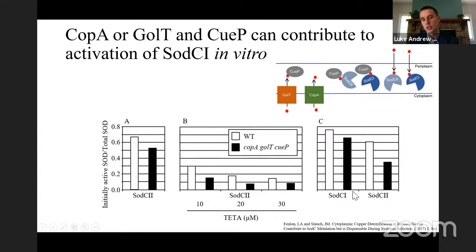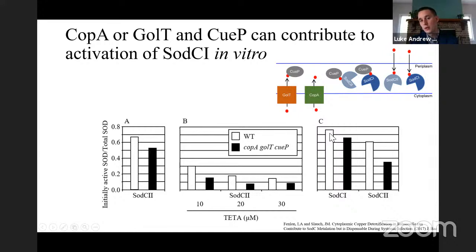Next, we wanted to look at if SOD-C1 could also potentially be activated by this trafficking pathway. And so in panel C here, I'm showing you again SOD-C2 similar to before. And here is the data for SOD-C1. So comparing wild type to our triple mutant background, we see that indeed for SOD-C1 as well, it appears cytoplasmic copper detoxification and QP can contribute to activating SOD-C1.